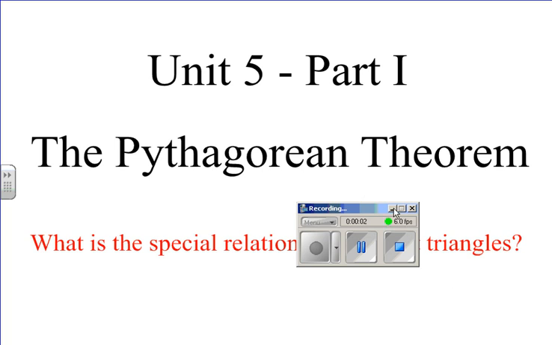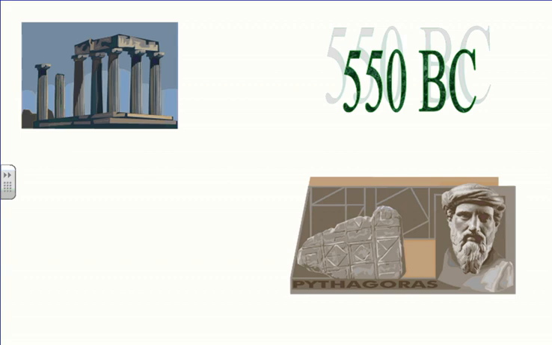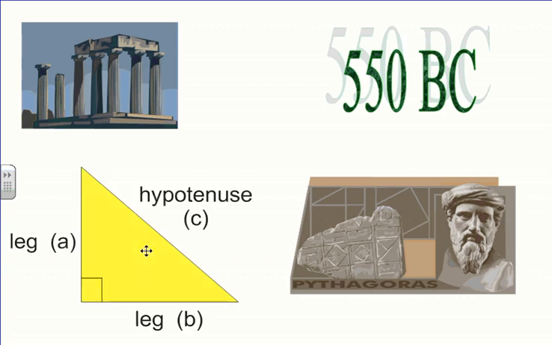Alright, this is going to be the first part of looking at the Pythagorean theorem. We're going to talk about the special relationship of right triangles so that we can understand the Pythagorean theorem a little bit more. Now, you have to remember that Pythagoras was born in Greece around 550 BC, and he was experimenting with all kinds of things with triangles, but he's more famously known for finding out this thing called the Pythagorean theorem.